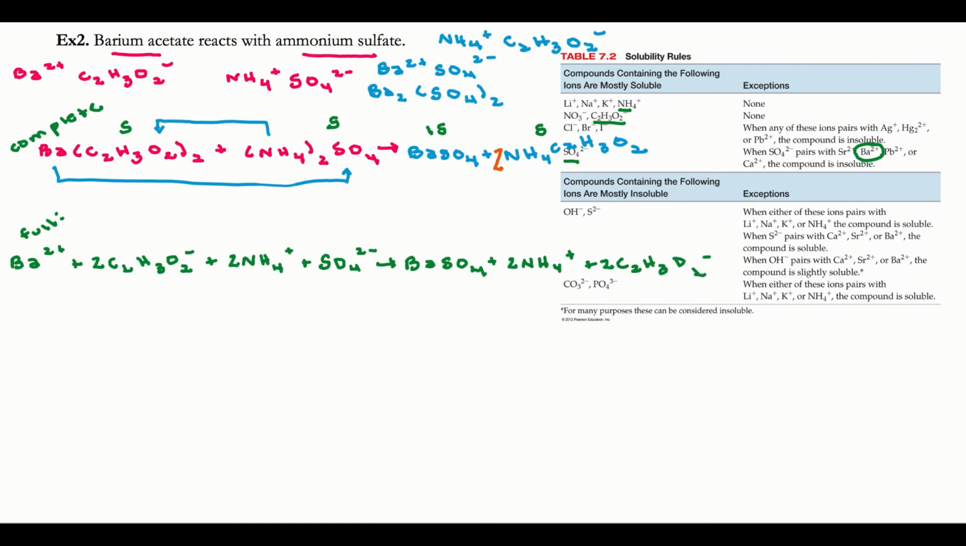To write my net ionic then, I need to cross out anything that stays the exact same on both sides. So notice barium is Ba2+ here, but it's in the ionic compound barium sulfate on the product side. So that does not stay the same. My acetates stay the same, and my ammoniums stay the same. So what I'm left with for my net ionic equation, I finally have a reaction occurring. Barium reacts with sulfate, and it produces barium sulfate.